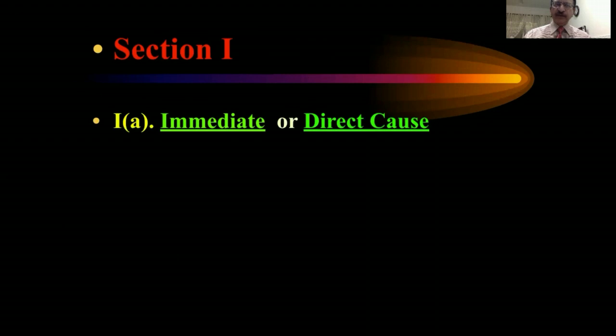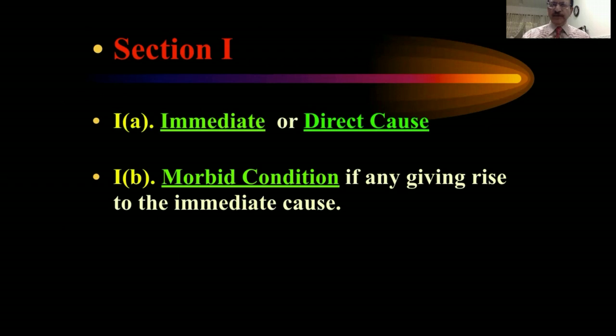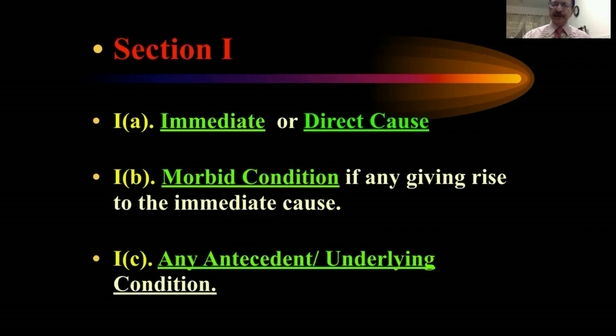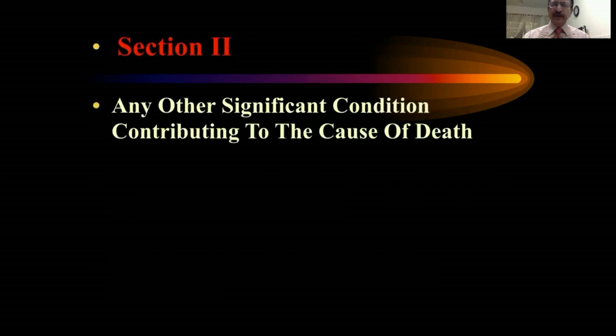In section 1, we write 1A, the immediate or direct cause. Then in 1B, we write the morbid condition which led to the immediate cause. In 1C, any antecedent or underlying condition. So in section 1, we write 1A as the immediate or direct cause, 1B, any morbid condition which led to the direct cause, and 1C, any underlying condition. So this is section 1. And in section 2, we write any other significant condition that can contribute to the cause of death.